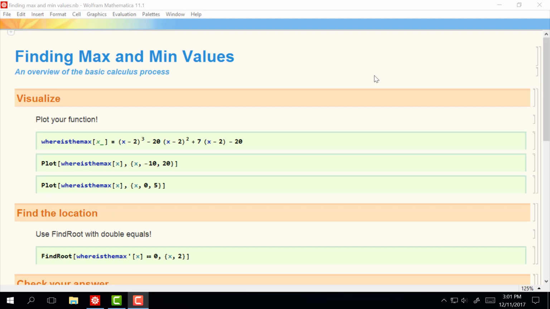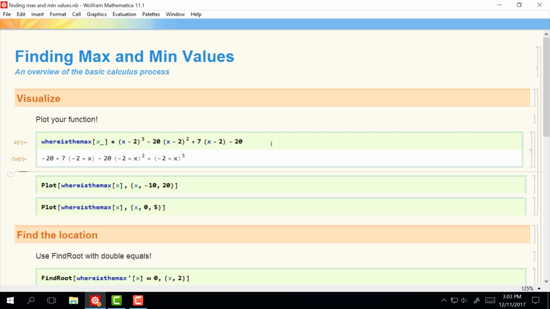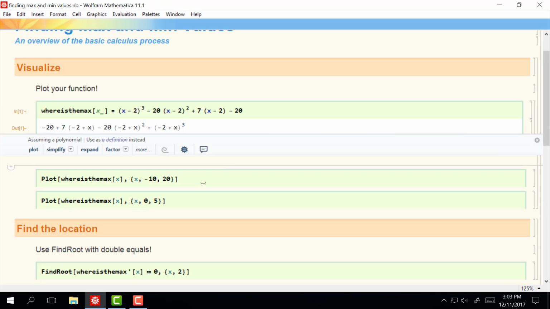An important topic from Calculus 1 is finding the maximums and minimums of a function along an interval. The basic calculus process is to start with a function and visualize it with a plot. Here I have a function already defined, and I will now plot it.